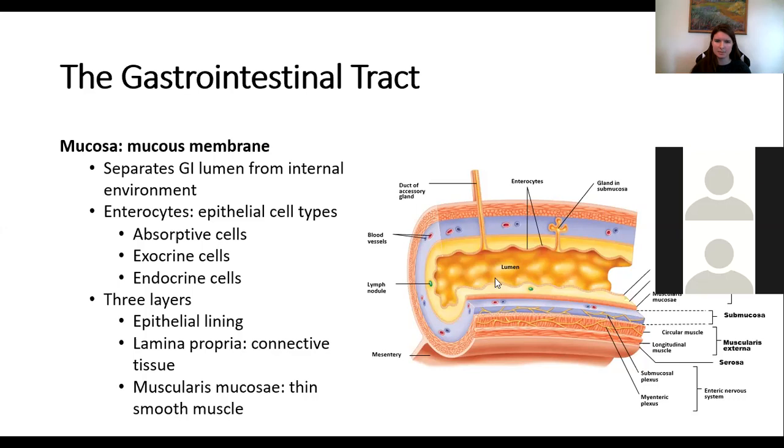So that's deep to our, I guess deep is the right word here. There's connective tissue below the epithelial lining. So that's the actual yellow stuff here, that thick looking layer. That's your lamina propria. It's a connective tissue, so it's a bunch of extracellular matrix, not a ton of cells, but it's going to have some lymph nodules in it.